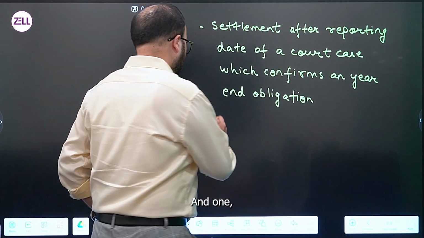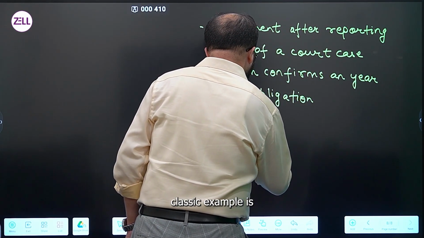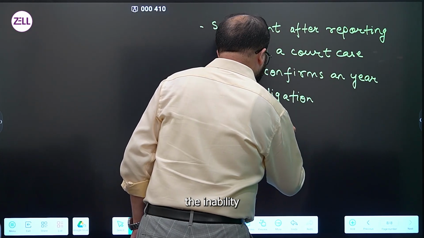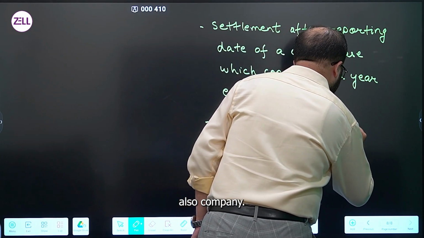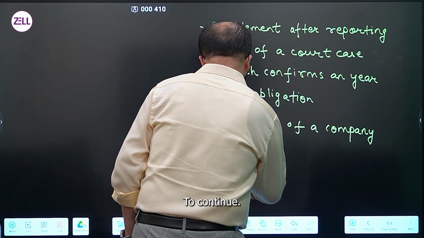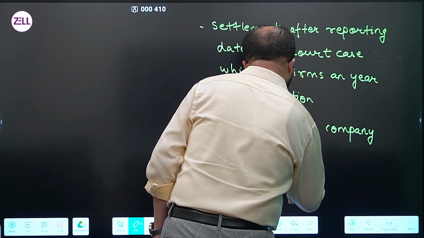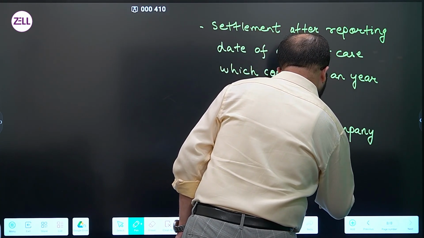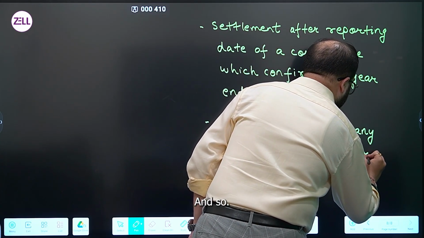And one classic example is inability of a company to continue as a going concern.